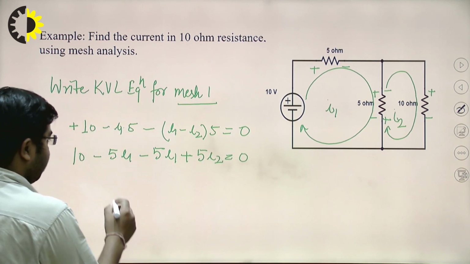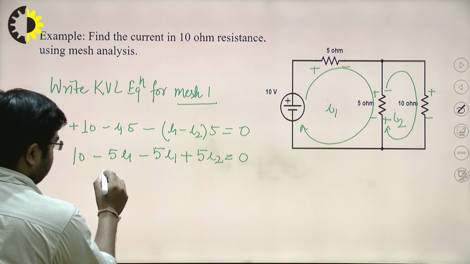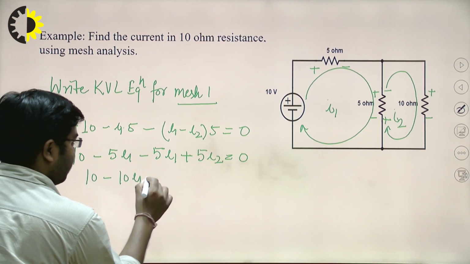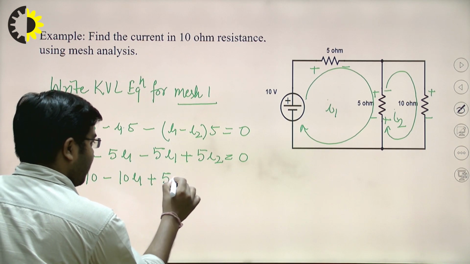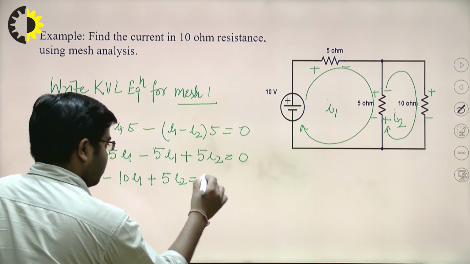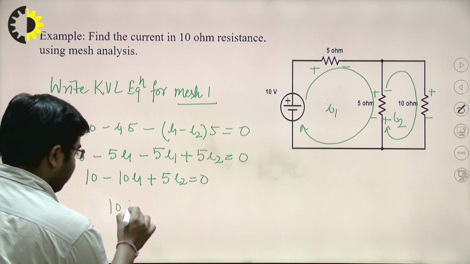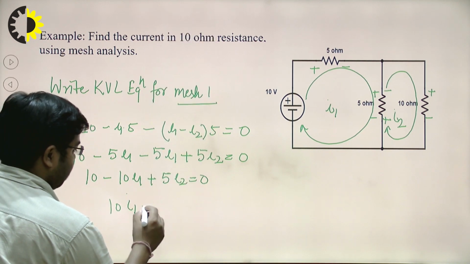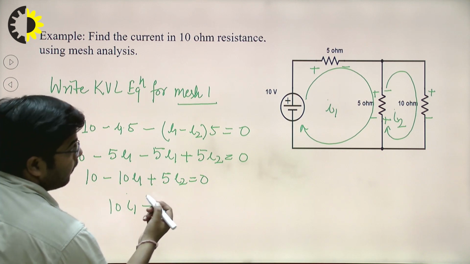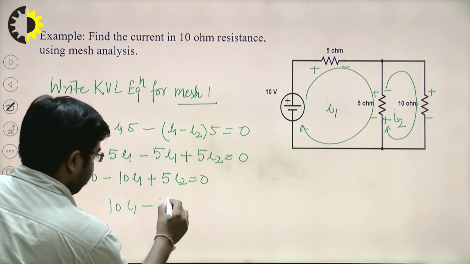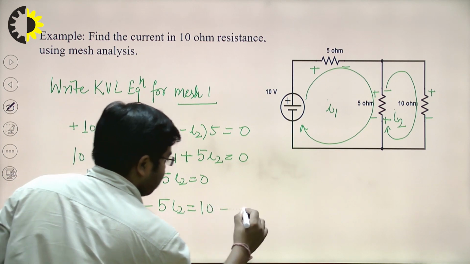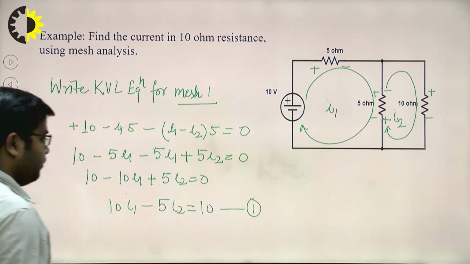So you can write 10 minus 10 I1 plus 5 I2, that is equal to 0. So you can write 10 I1 minus 5 I2, that is equal to 10. So this is equation number 1, suppose.